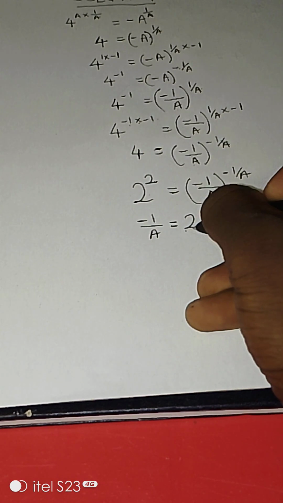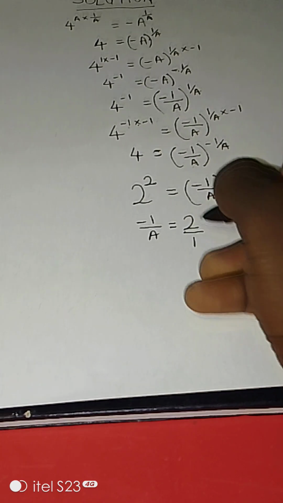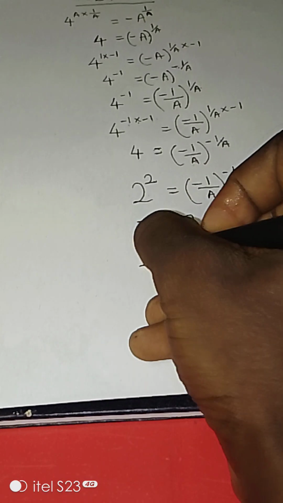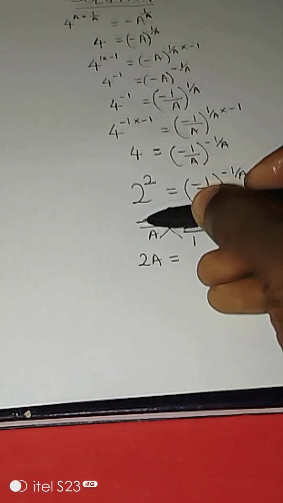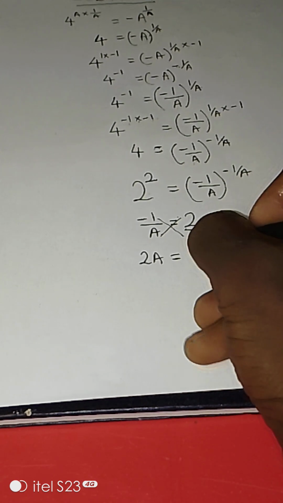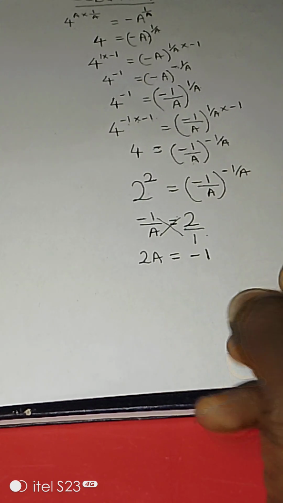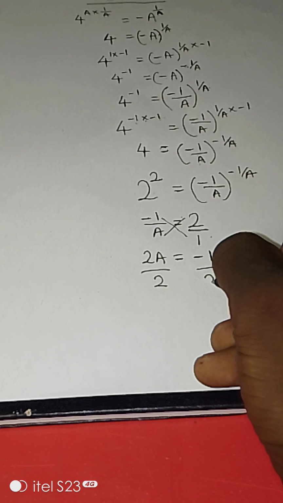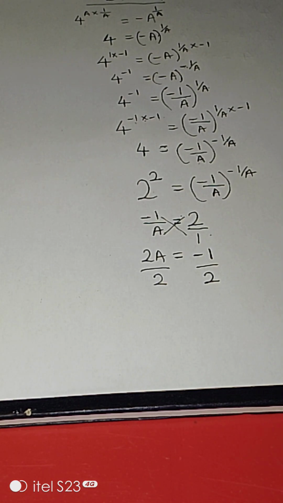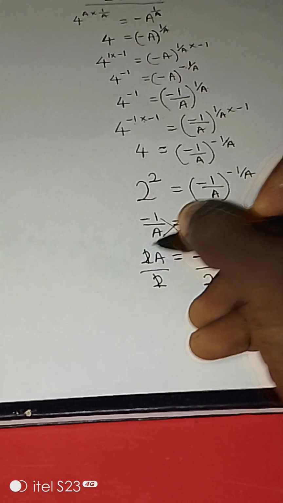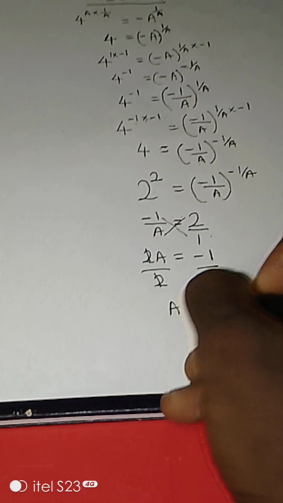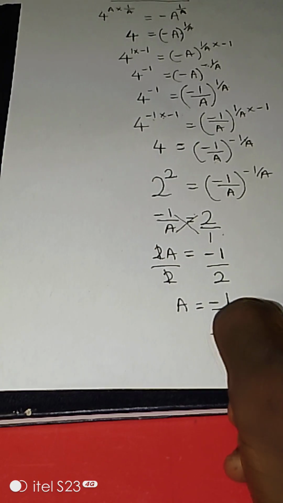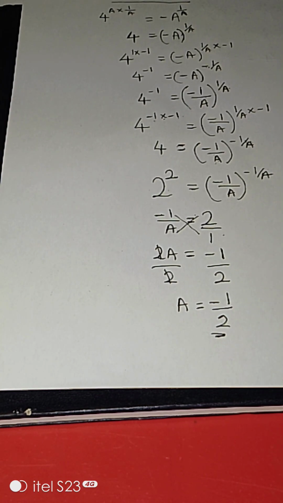Now, you can easily cross multiply. Once you cross multiply, you have something like this. That means a times 2 will give us 2a equals minus 1 times 1 will give us minus 1. So what will be our a now? Divide both sides by 2. And once you divide both sides by 2, 2 cancels this out. So a equals minus 1 over 2. That is our answer. a equals minus 1 over 2.